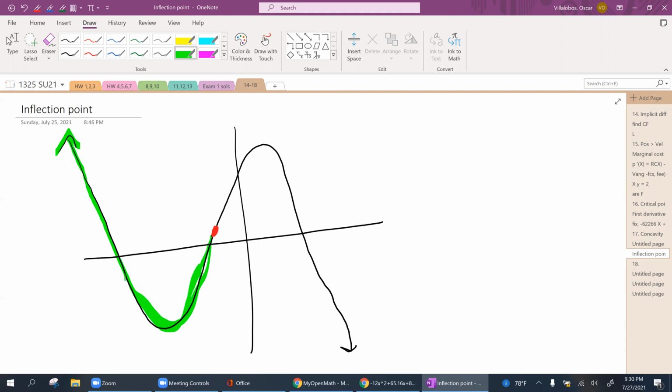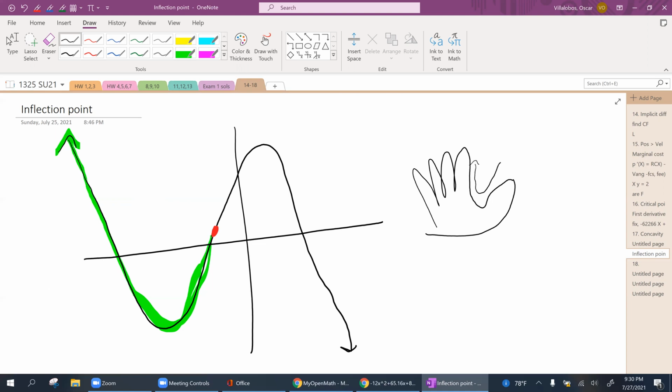Generally what I do, you cannot see my fingers, I cannot use my camera, is make a U with my hand. That is a U with my hand. I'm cupping it. This is concave up.